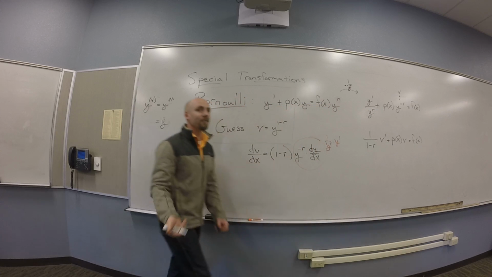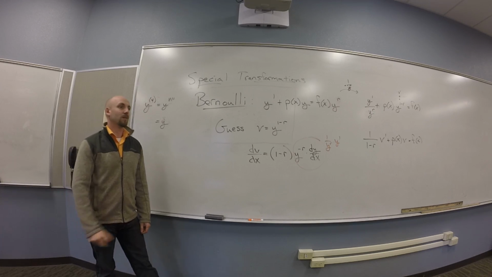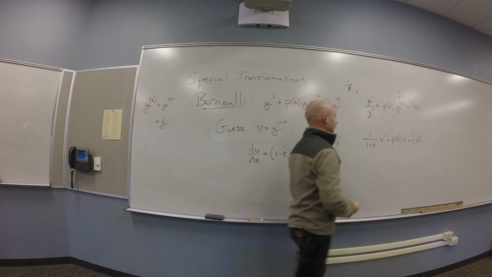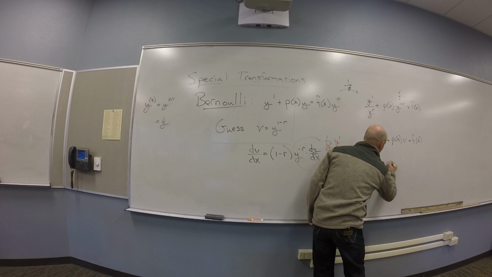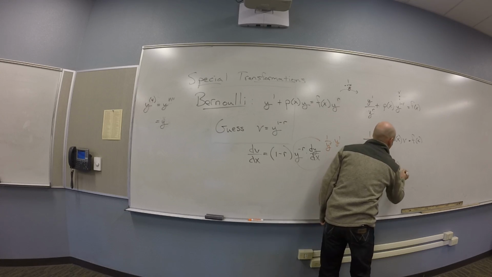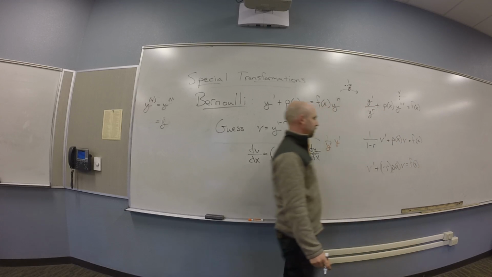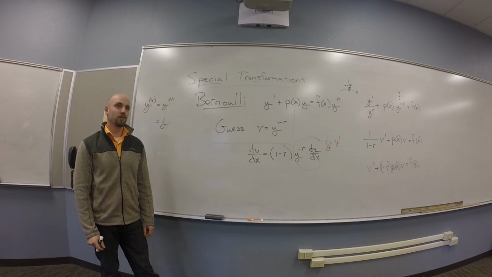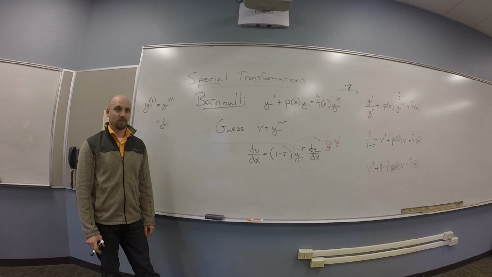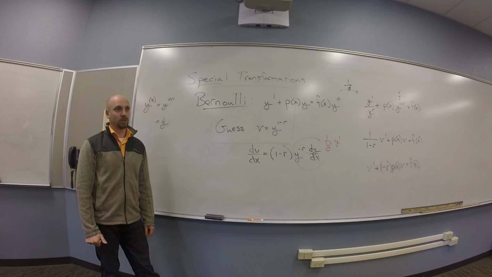And now you're not quite in the right form, but you are really darn close. Yeah, clear your denominator there. So you got v prime plus 1 minus r p of x v is f of x. Right? And then you can solve this in the usual way. Cool? Questions, things?